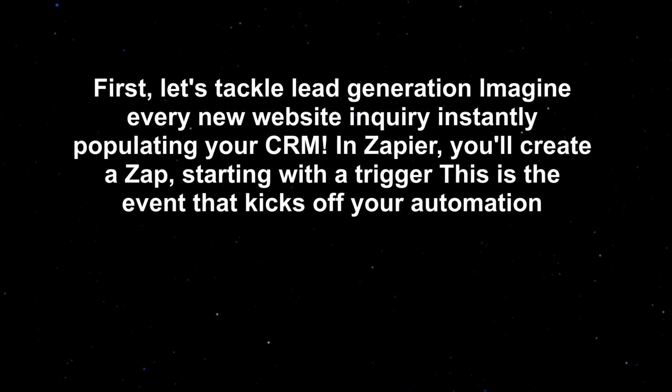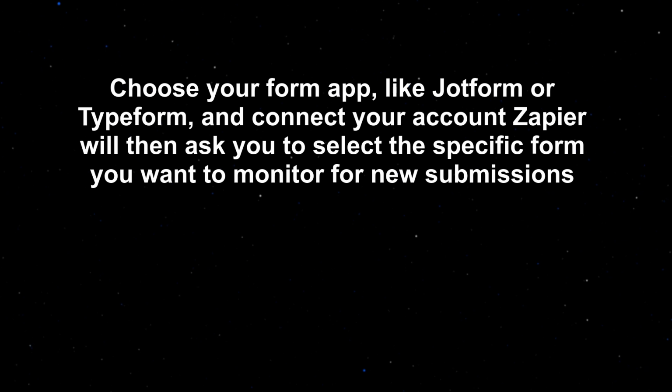First, let's tackle lead generation. Imagine every new website inquiry instantly populating your CRM. In Zapier, you'll create a Zap, starting with a trigger. This is the event that kicks off your automation. Choose your form app, like Jotform or Typeform, and connect your account. Zapier will then ask you to select the specific form you want to monitor for new submissions.